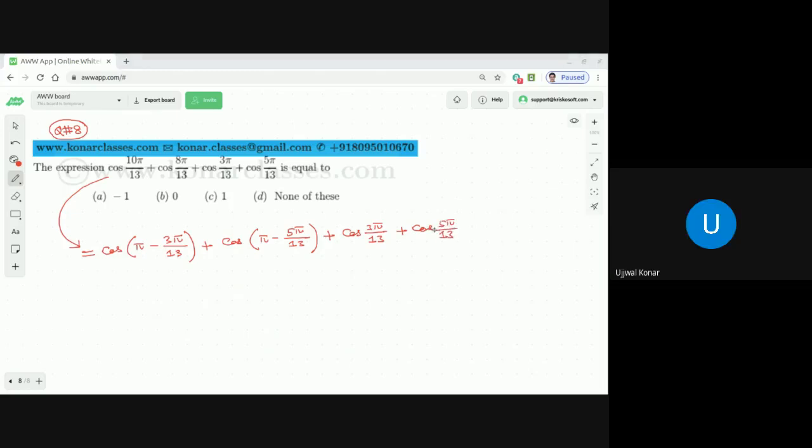Okay. And eventually this is equal to minus cos 3 pi by 13 minus cos 5 pi by 13 plus cos 3 pi by 13 plus cos 5 pi by 13. As everything cancels out, it gets 0, and eventually you get the correct option as option B. Very good.